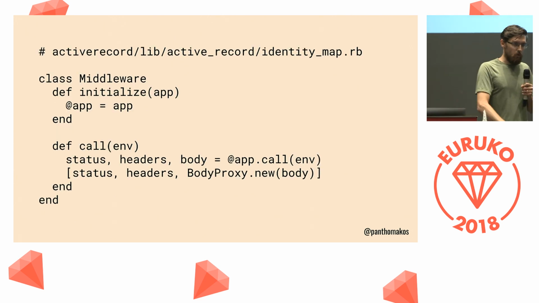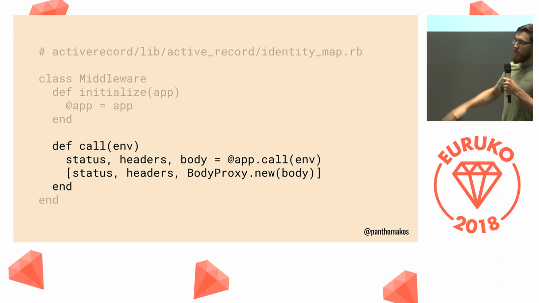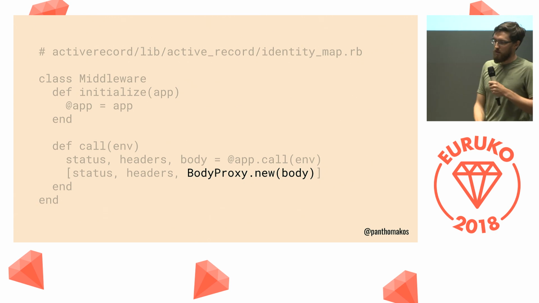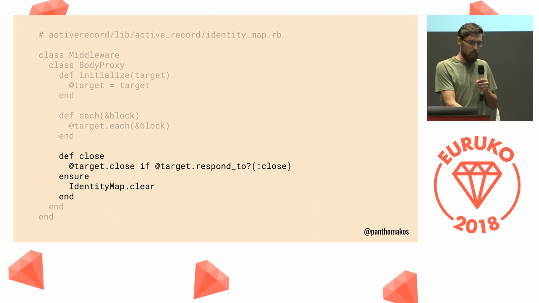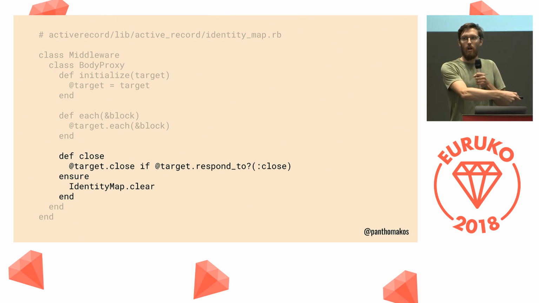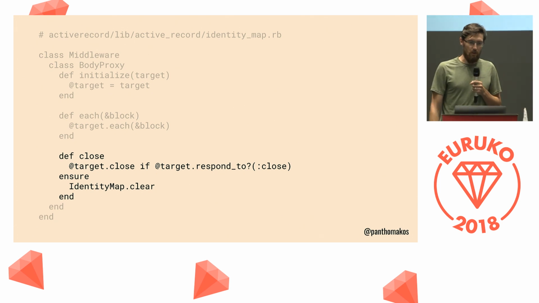The way the identity map worked is that it had a piece of middleware. And that piece of middleware had a call method. And that call method used the body proxy. That body proxy had a bunch of code in it. The most important part was the close method. The close method had an ensure block at the very bottom that cleared the identity map when the request was done. So this is how the identity map was cleared in Rails 3.